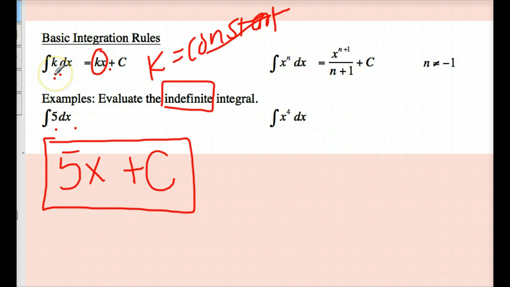So anytime you have a constant by itself, all you do is stick the variable at the end, and that gives you the answer.